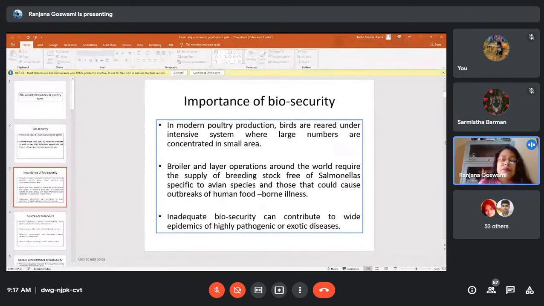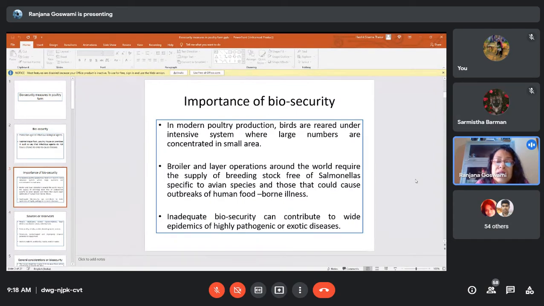So, broiler and layer operations around the world require the supply of breeding stock free of salmonella. We have already discussed salmonellosis. It is usually transmitted through the egg. Whenever we have a salmonella-free flock, if we can get chicks from a salmonella-free flock, then we can prevent salmonellosis and different types of diseases in the farm.